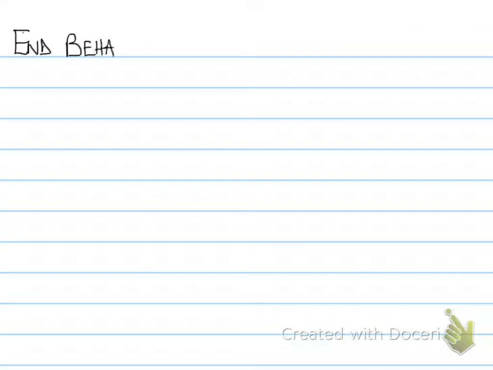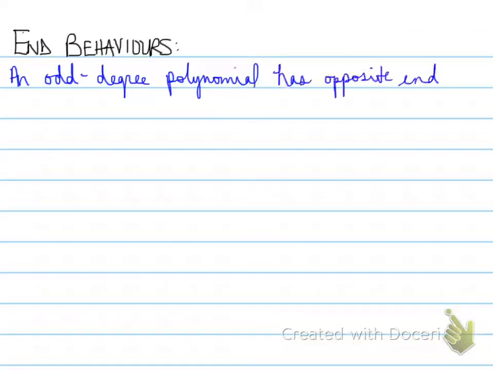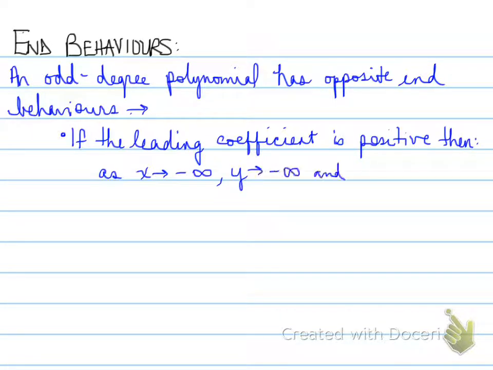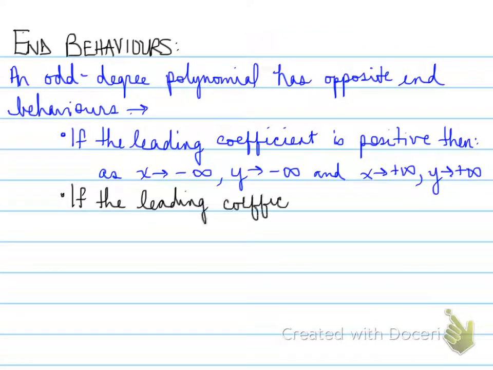Next part, end behaviors. What are the end behaviors? An odd degree polynomial has opposite end behaviors. For example, if the leading coefficient of an odd degree polynomial is positive, it means that the graph, as x approaches negative infinity, y approaches negative infinity. And as x approaches positive infinity, y approaches positive infinity.